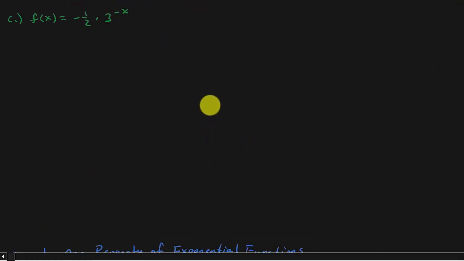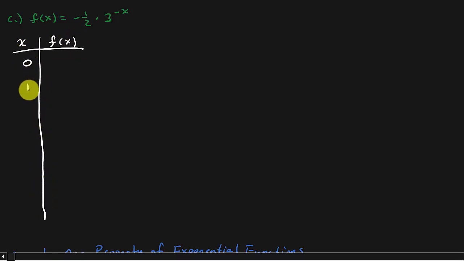All right, so let's look at this one. All right, so let's do the same thing. So let's make an XY table. All right, so we've got what? 0, 1, 2, negative 1, negative 2. Okay, our exponent is 0. All right, so I've got f of 0. Let's do that in that gray color again. So f of 0 is negative 1/2 times 3 to the negative 0, which is negative 1/2 times 1, which is negative 1/2. Okay, 3 to the 0 is 1.